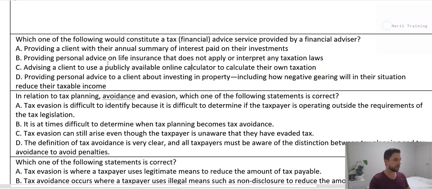And then logically D would be the correct answer, but we're just going to make sure, just in case we've missed something. So D, providing personal advice. Yes, so we've got advice to a client about investing in property, including how negative gearing, okay, that's tax, will in their situation reduce their taxable, that's tax, income. So we've got advice, we've got tax, so clearly D is the correct answer.